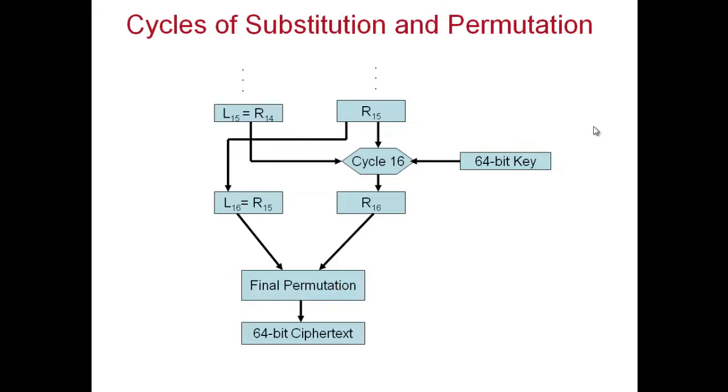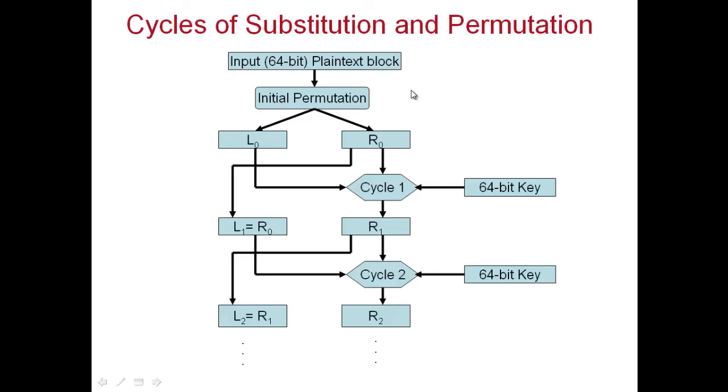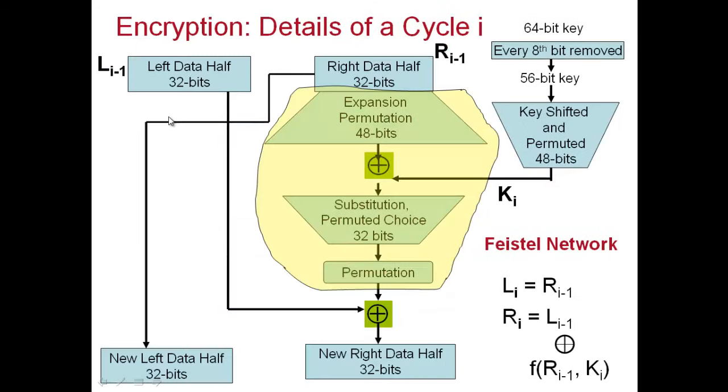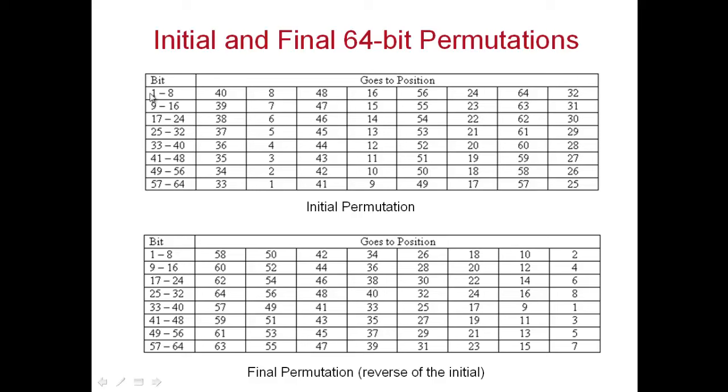The initial permutation in DES is a normal permutation. It goes through this table like this. The bit in position 1 is moved to position 40, the bit in position 2 is moved to 8, the bit in position 3 is moved to position 48, the bit in position 4 is moved to position 16, and so on, and the bit in position 8 is moved to position 32. Similarly, the bit in position 9 is moved to 39, the bit in position 10 is moved to 7, the bit in position 11 is moved to 47, the bit in position 12 is moved to 15, and likewise the bit in position 16 is moved to 31, and so on.